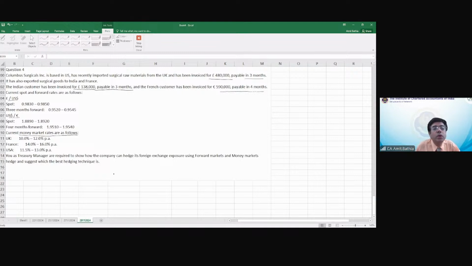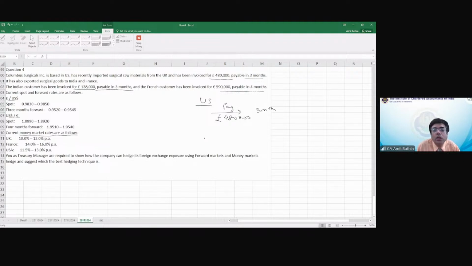Now, first and foremost, I have an American firm, right? So we are in the US right now. So it's a firm in the US. It has an obligation to pay. So how much is it supposed to pay? 480,000 pounds in 3 months' time.